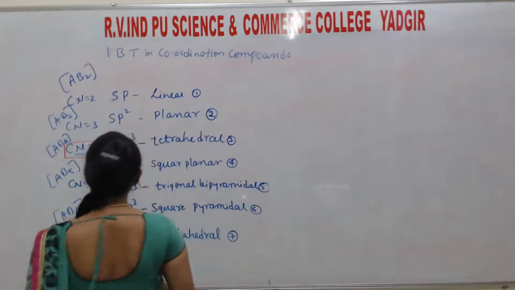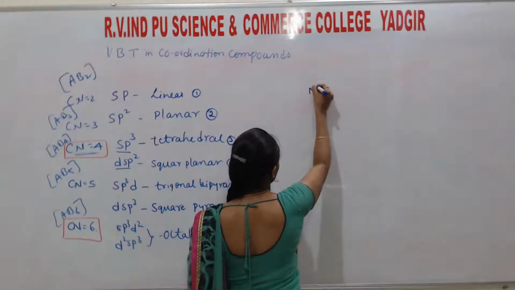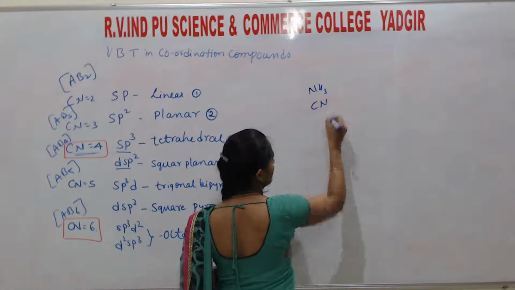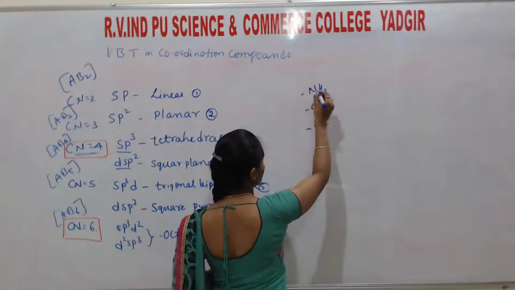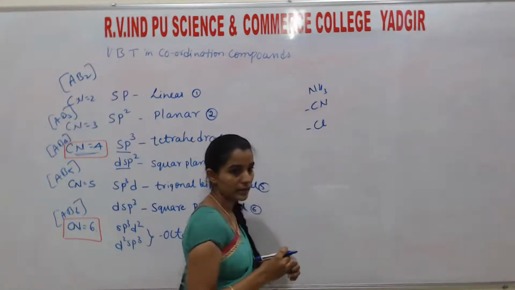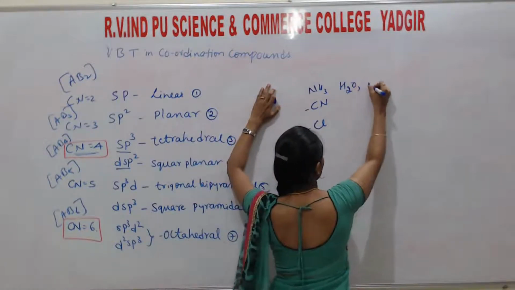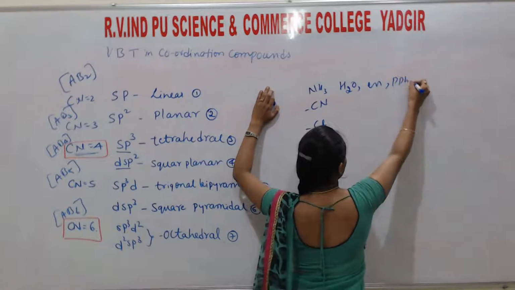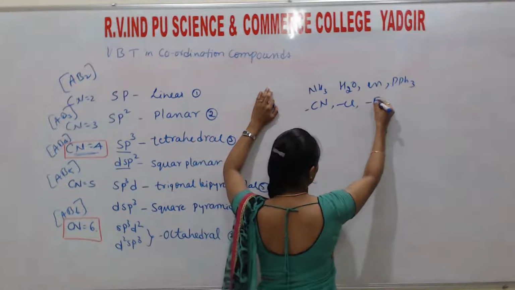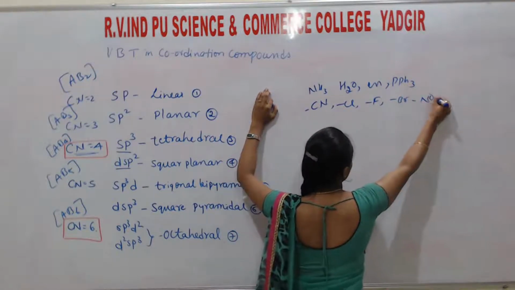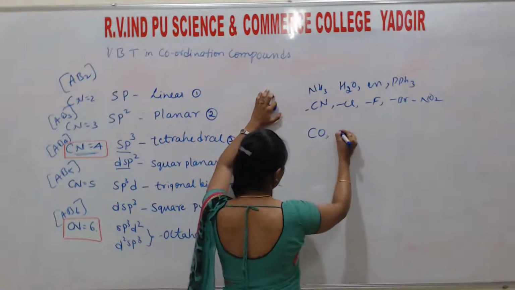Okay, so listen students, as I told you, so many ligands are there. Ligands like NH3, CN, correct? Next, halogens are there. As I told you, those are called what? Ligands. Different types of ligands are there, like water, en, PH3, CN, Cl, F, Br, NO2, okay? Next CO is there, again NO is there.